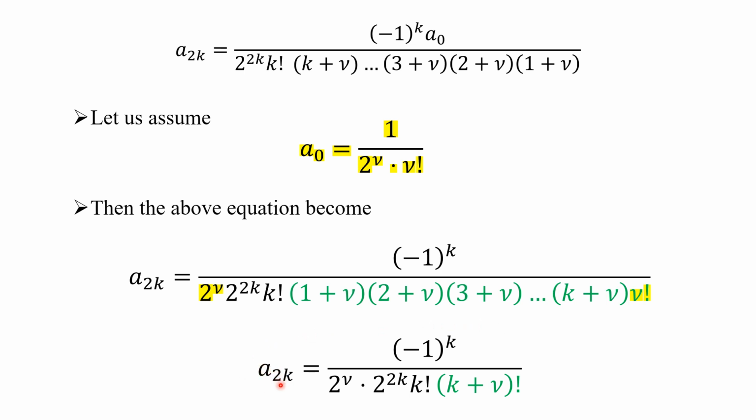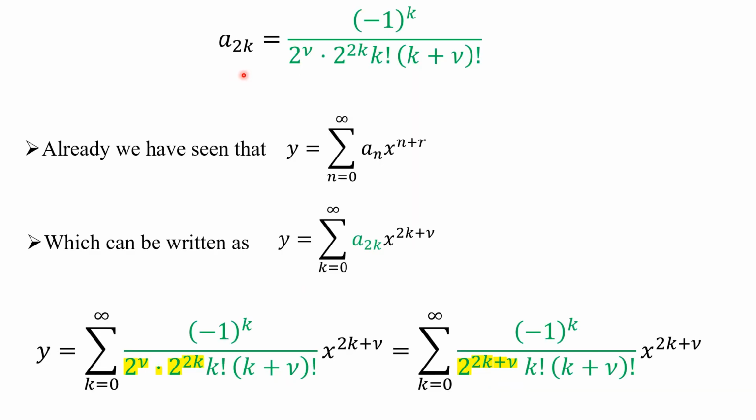That is a2k is equal to minus 1 power k divided by 2 power nu multiplied by 2 power 2k into k factorial into k plus nu factorial. So we have seen how to find the coefficient a2k.